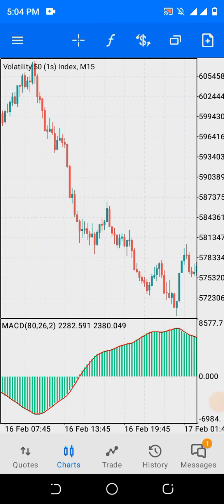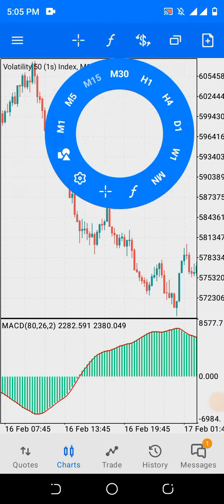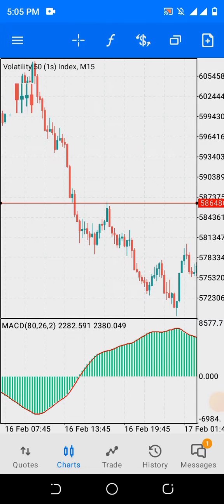Now let me show you something. From this point where we enter, this point here, we make our sell entry. Make our sell entry here. Let's use this to mark it out.